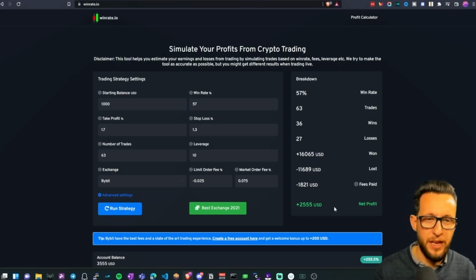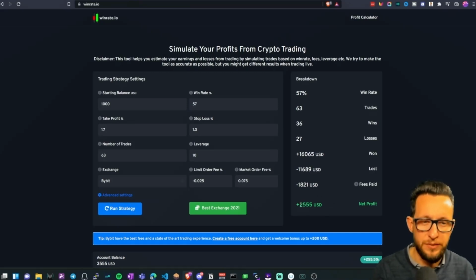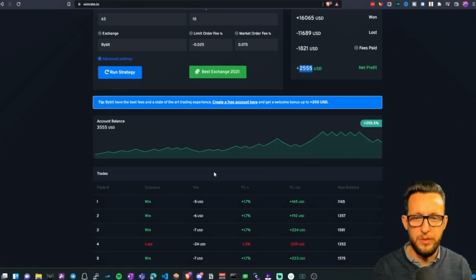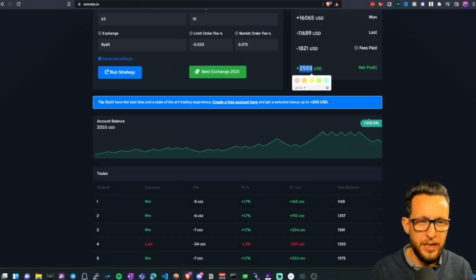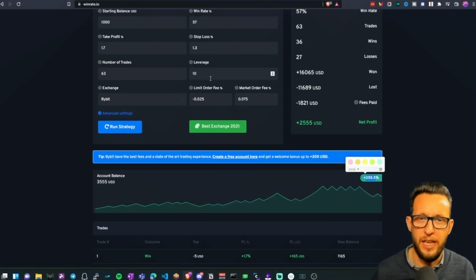And yes, we would have had a $2,500 net profit, which is pretty stable. Look at that curve over here. That's 255% on 10x leverage.